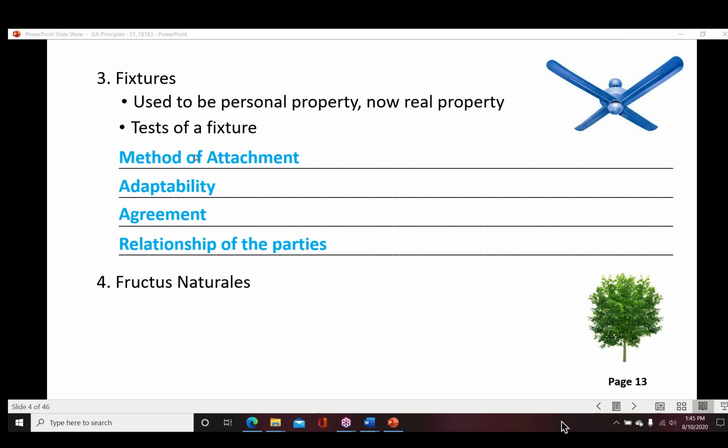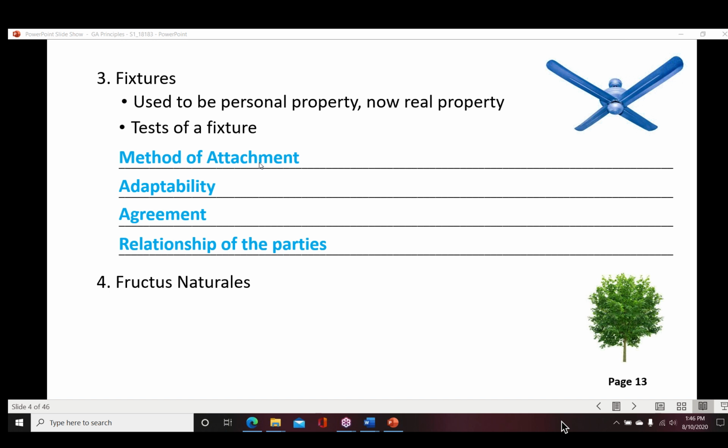There was nothing in writing. The bookcase was sitting on the floor, not attached to the wall. How do you think the court would answer that? Is it a fixture or not? The answer to that question is, y'all, it's not a fixture, it's personal property. Why? Because how was it attached? Look at this first one, method of attachment. It was just sitting there. It wasn't even attached at all. Therefore, the court would rule that that's personal property and that it's not a fixture.